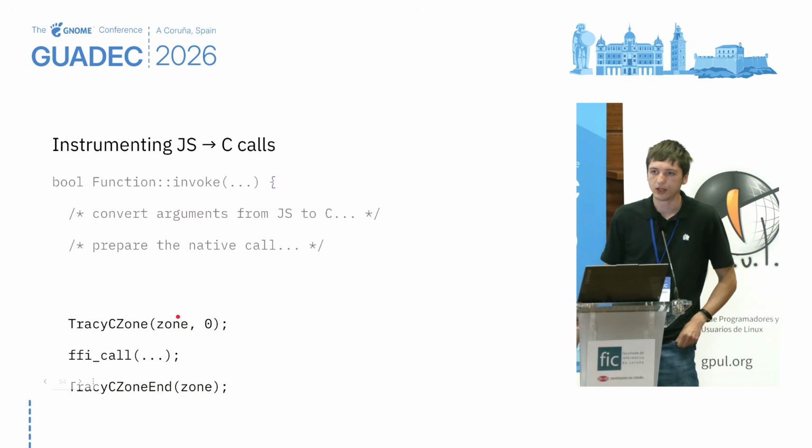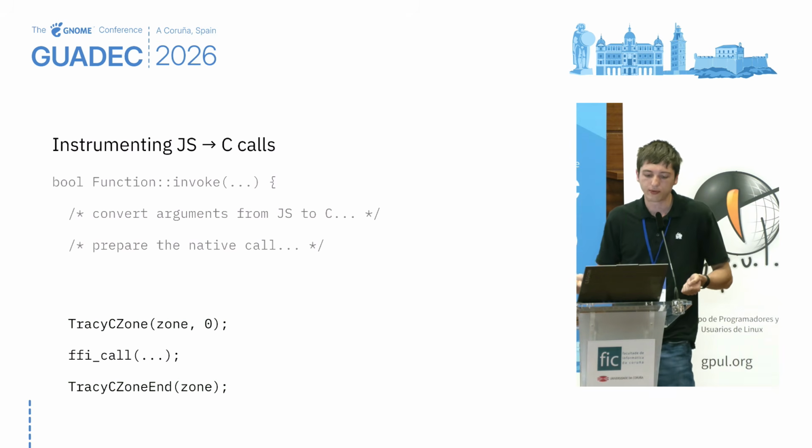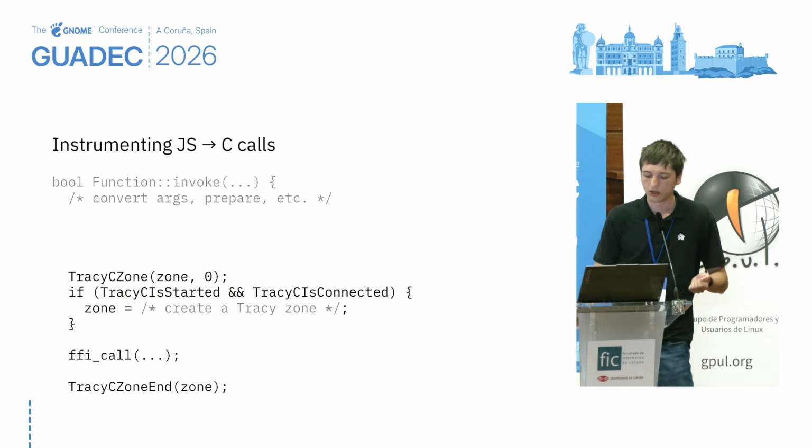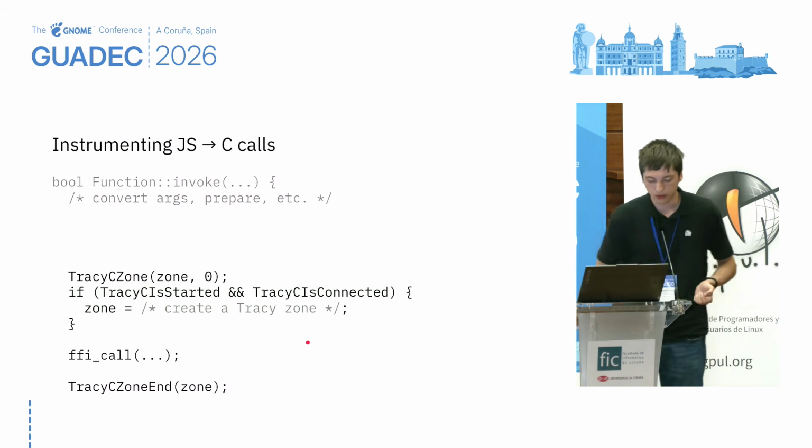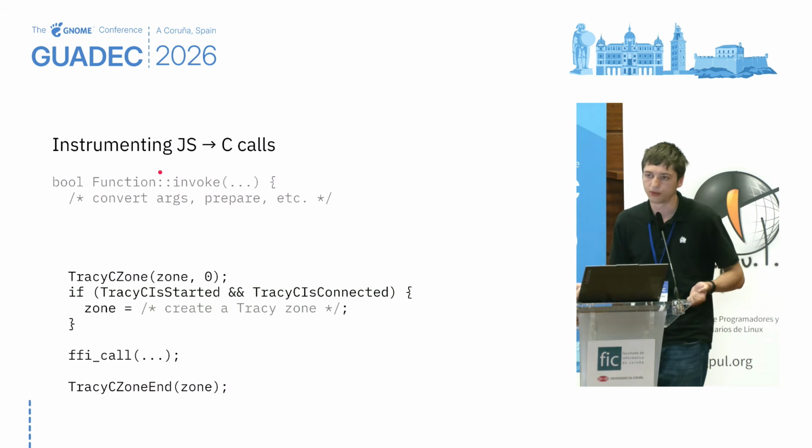But the problem with GJS is it's not only used in GNOME Shell, it's also used in a bunch of other apps. And you don't want your Tracy profiler to be running in all the other apps, only in GNOME Shell. So here I will check if Tracy is started and is connected, and only then will I create an actual active Tracy zone. You can see I'm passing 0 here, so this is not active. And this would work fine, but it would name all the zones like function invoke, which would not be very descriptive. We want to actually know which function we're calling.